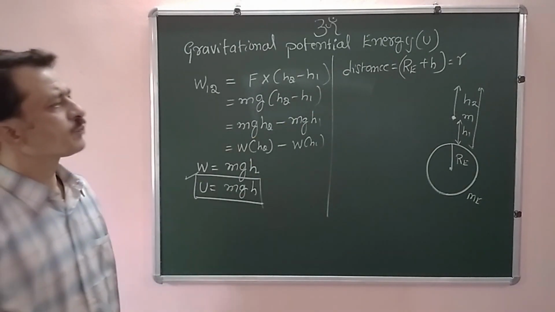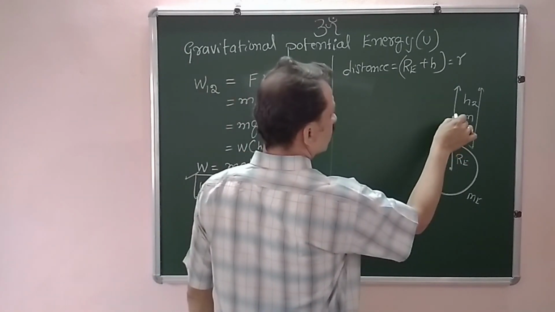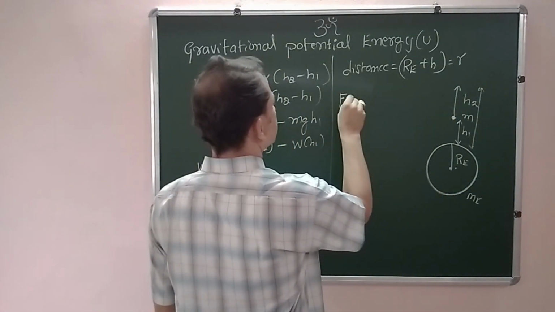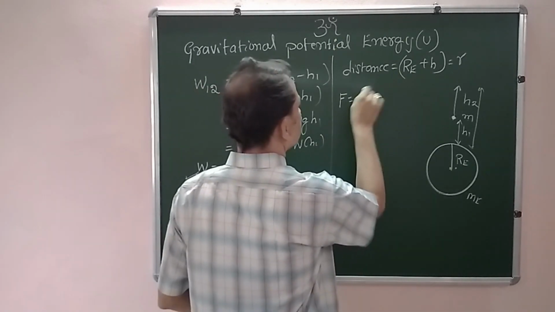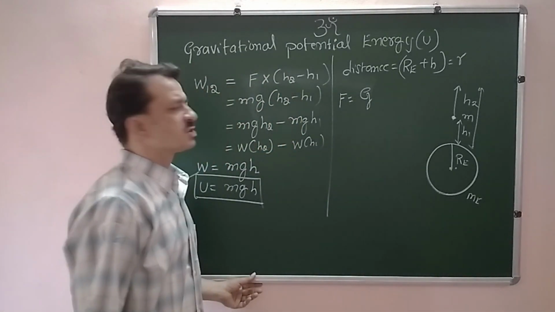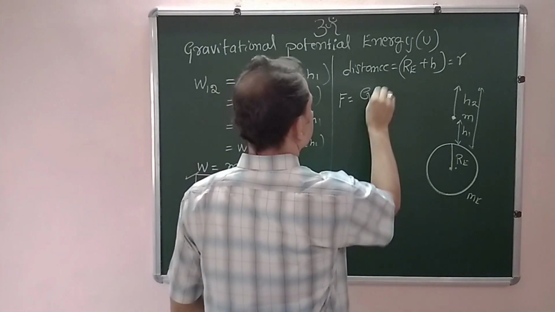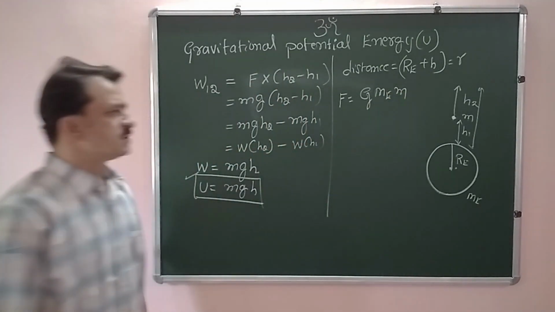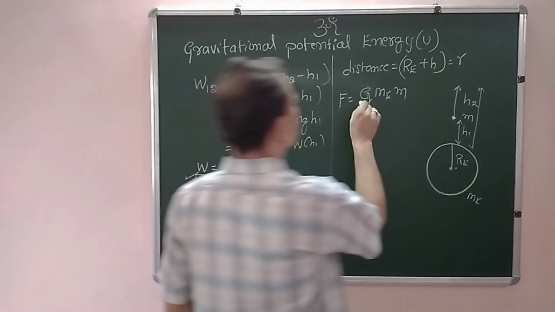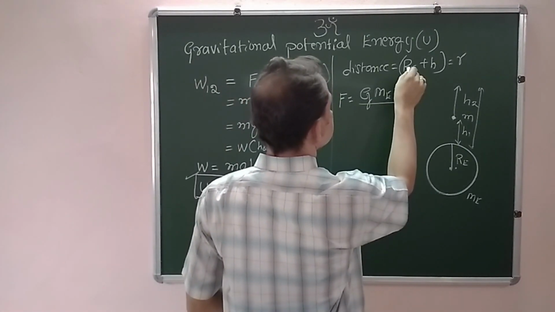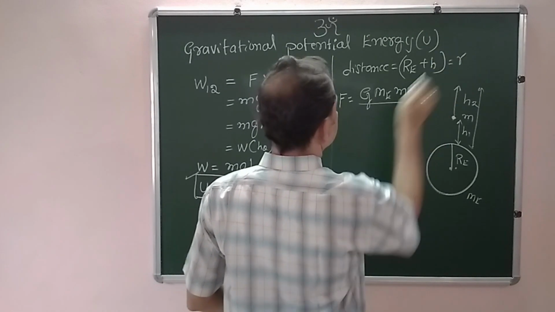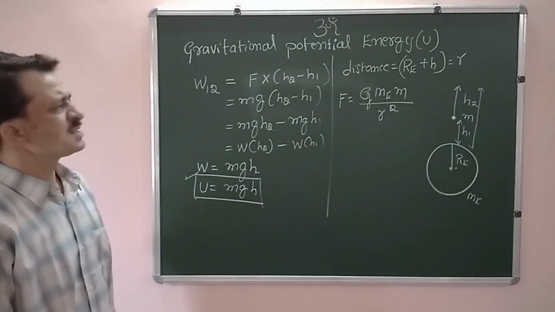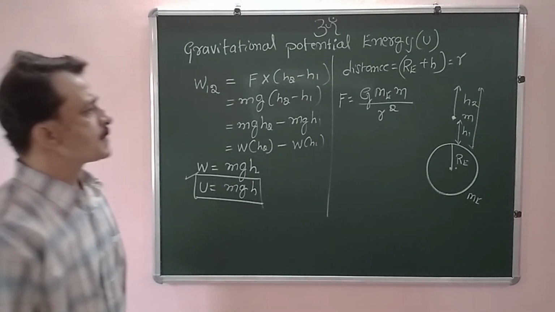Now what is the gravitational force between the two? The gravitational force between the two is given by the universal gravitational constant G, capital Me, the mass of the Earth, small m, the mass of the point object, divided by the square of the distance, Re plus h whole square. Here we are taking it as small r square.